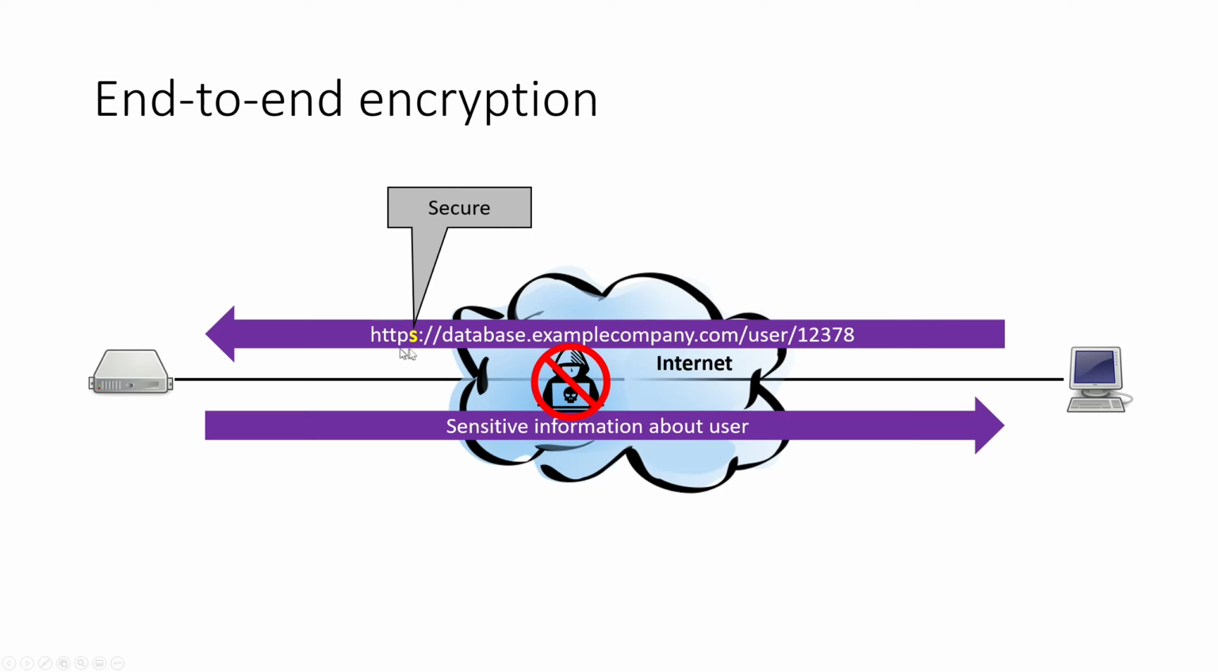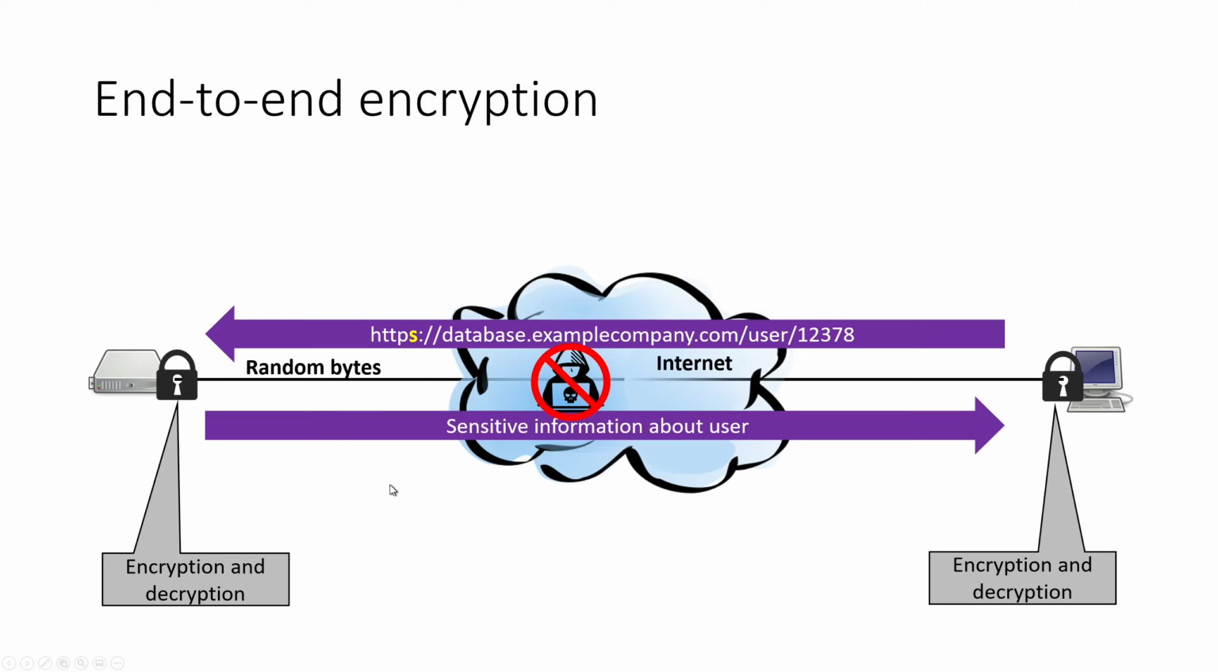So when we use the HTTPS protocol, so the S stands for secure, then we get encryption. When we use encryption, then the server and the user, they both encrypt and decrypt the data. Before sending the data over the internet, they encrypt the data. So while the data is going over the internet, it's a random sequence of bytes.